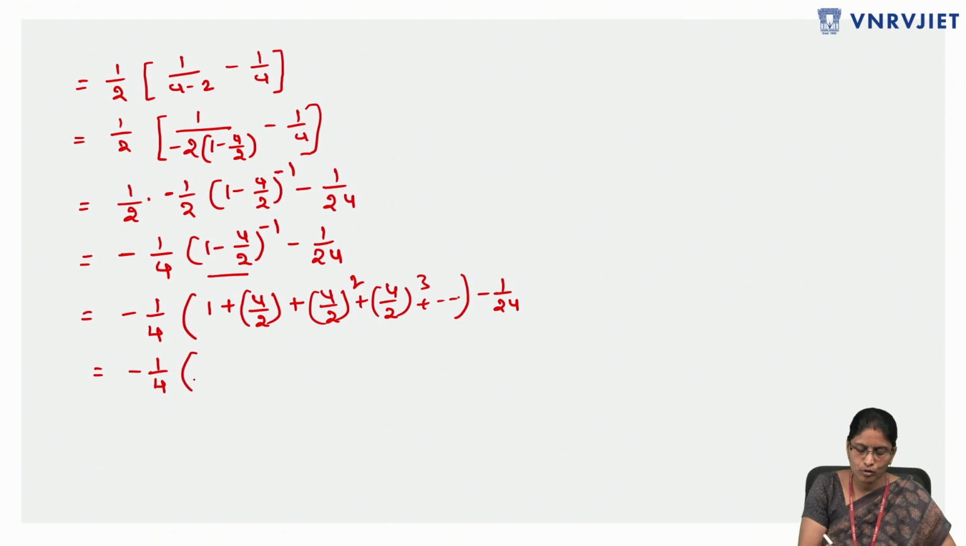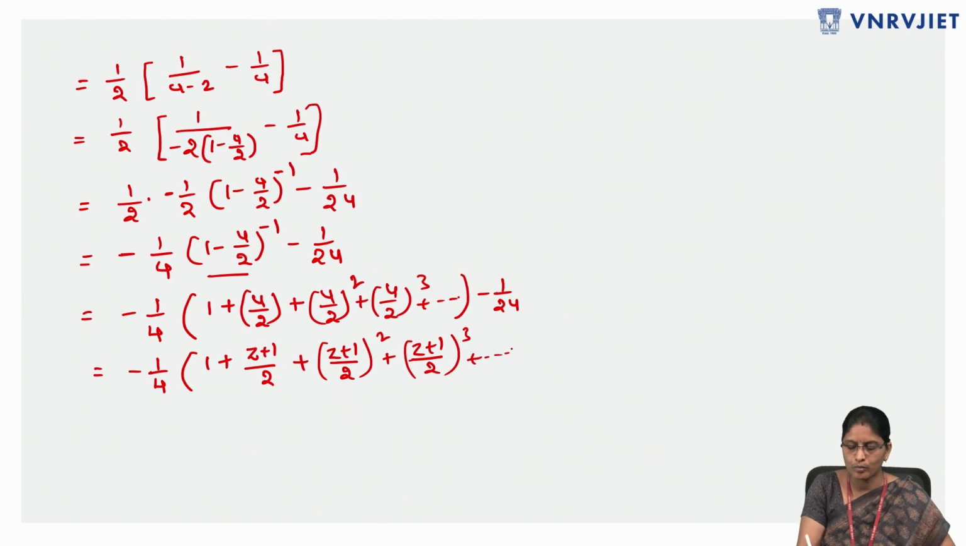Minus 1 by 4 into 1 plus, we are assuming z plus 1 is equal to u, so in place of u we take z plus 1 by 2 plus z plus 1 by 2 whole square, z plus 1 by 2 whole cube and so on, minus 1 by 2 into z plus 1. See here, the coefficient of 1 by z plus 1 is minus 1 by 2.